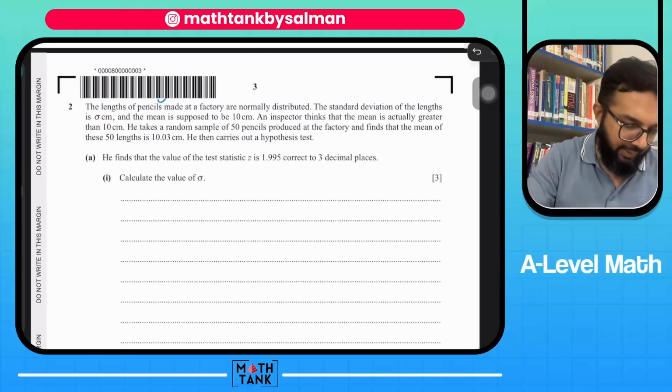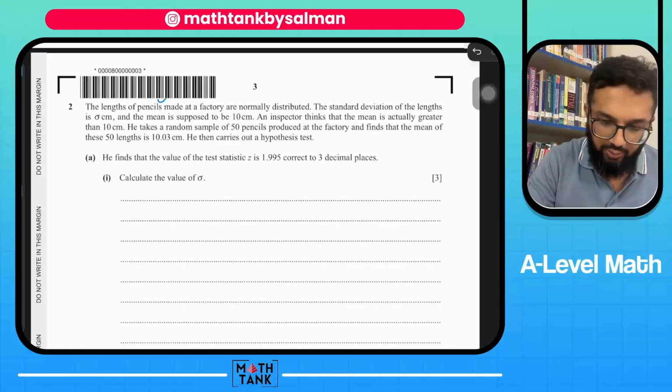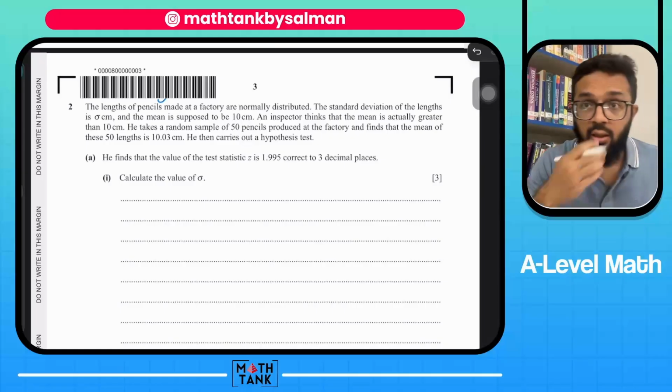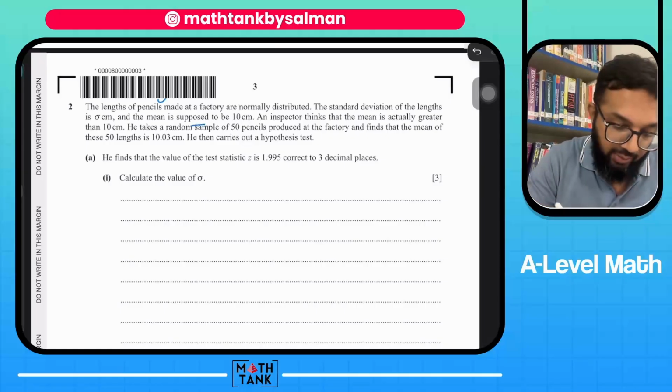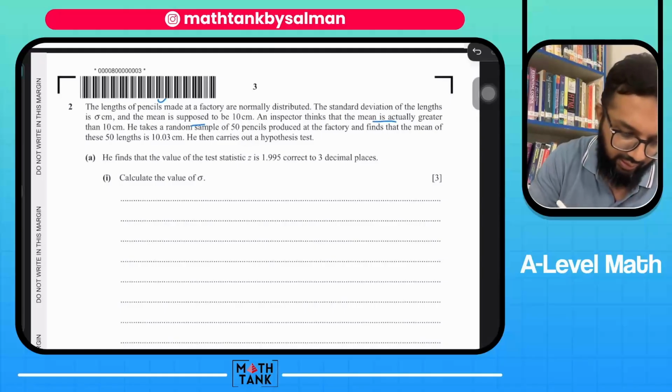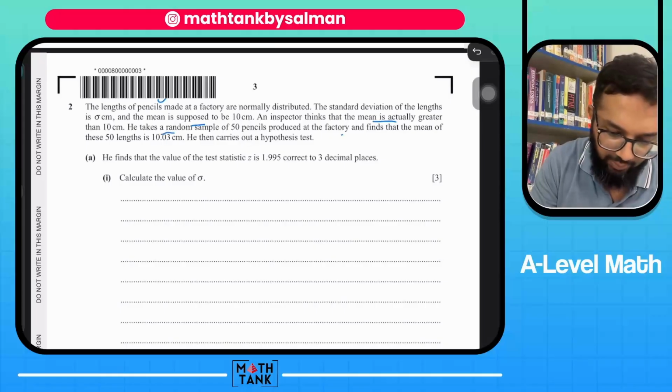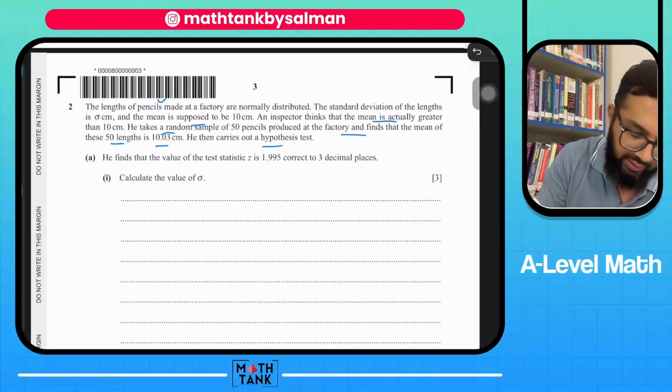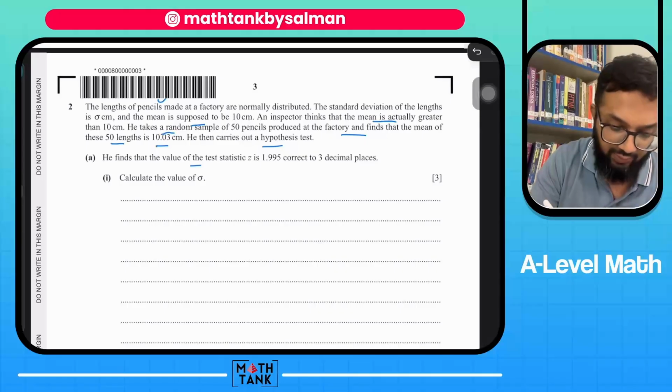Question number 2. The lengths of pencils made at a factory are normally distributed. The standard deviation of the length is sigma centimeters, and the mean is supposed to be 10. An inspector thinks that the mean is actually greater than 10. So he takes a random sample of 50 produced at the factory and finds the mean of the 50 lengths is 10.03. He then carries out a hypothesis test and finds that the value of the test statistic is 1.995.